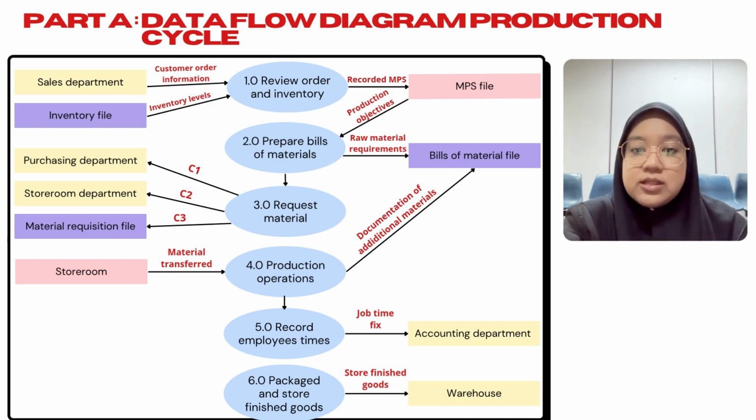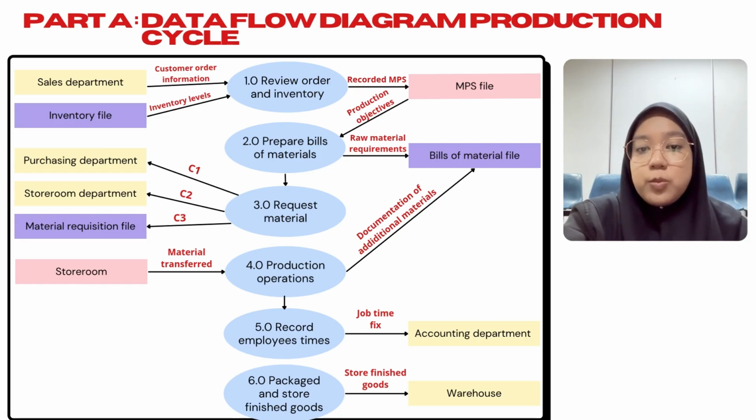The second copy is sent to the storeroom department. This copy tells the storekeeper which material, color and quantity need to be prepared and given to the production team. And the last one, the third copy, is kept in the material requisition file. This copy is used as a record for future reference and auditing. This process is important because it clearly separates planning the material from handling and storing the physical material, making the system more organized and easier to control.